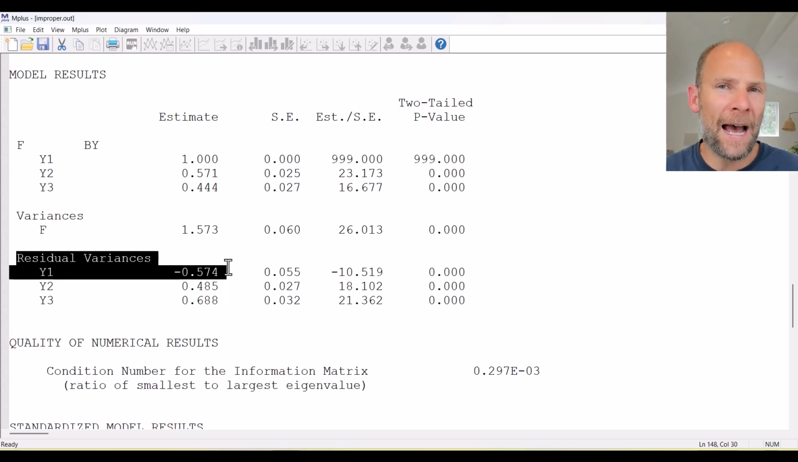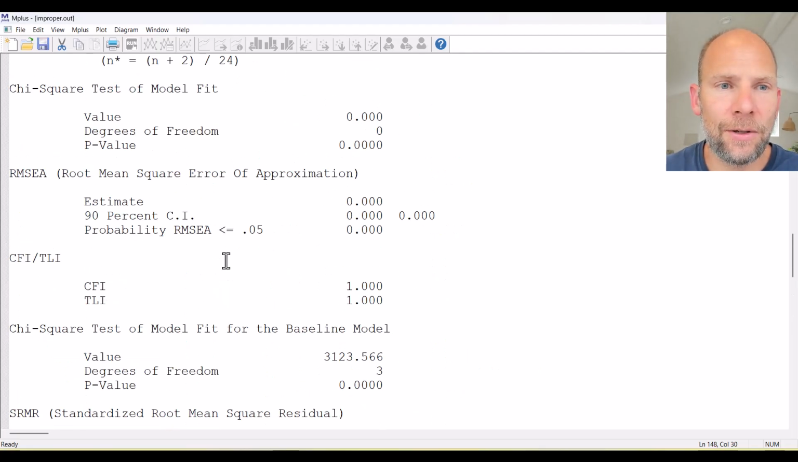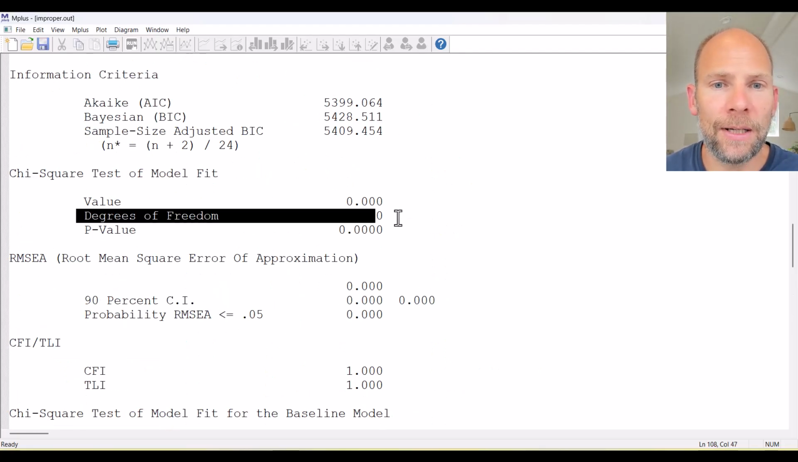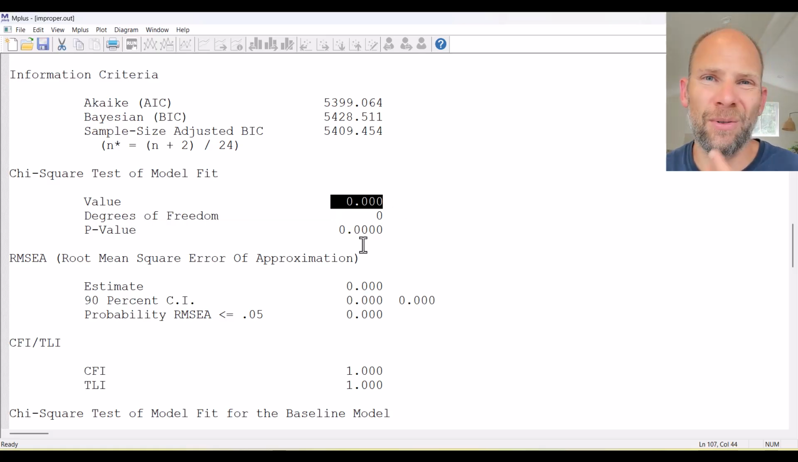So now, why does this occur and how do we fix it? One of the most common reasons for this phenomenon is that you have a misspecified model. So when you have a model that doesn't fit the data, then this can occur. And so in this case, the fit statistics here don't help us because the model is saturated. It has 0 degrees of freedom, so the chi-square is 0, so this doesn't tell us anything about model misfit.